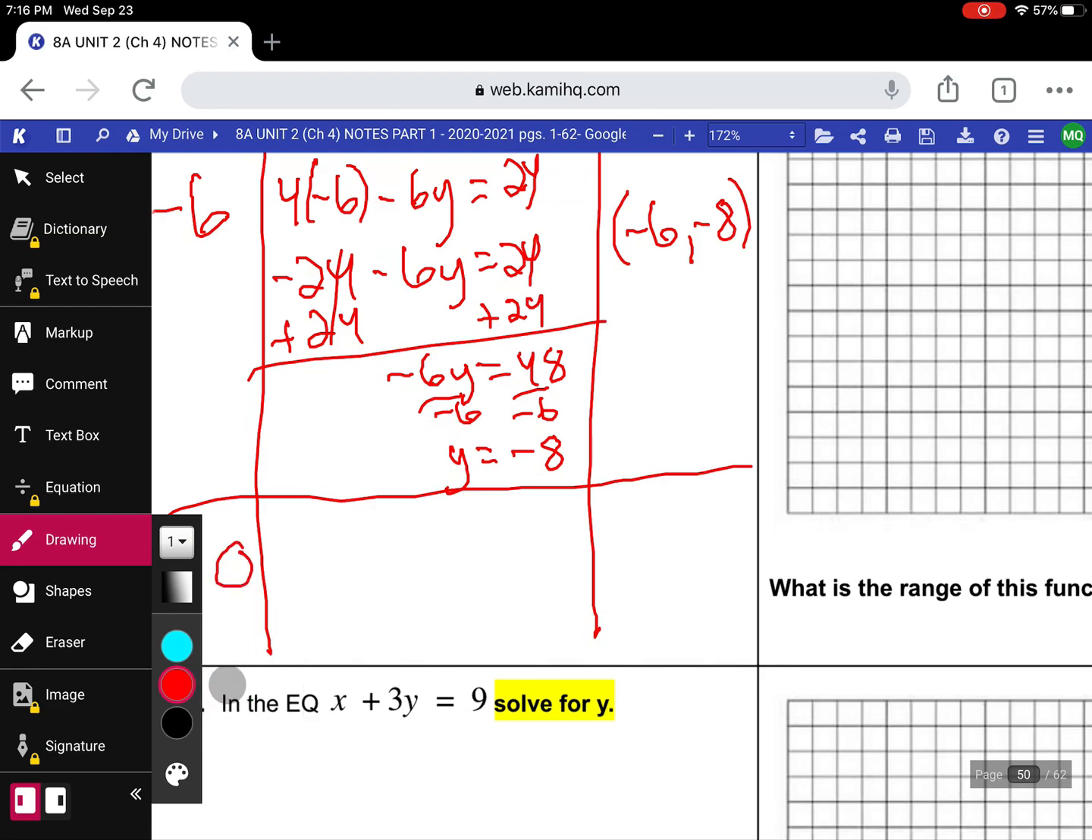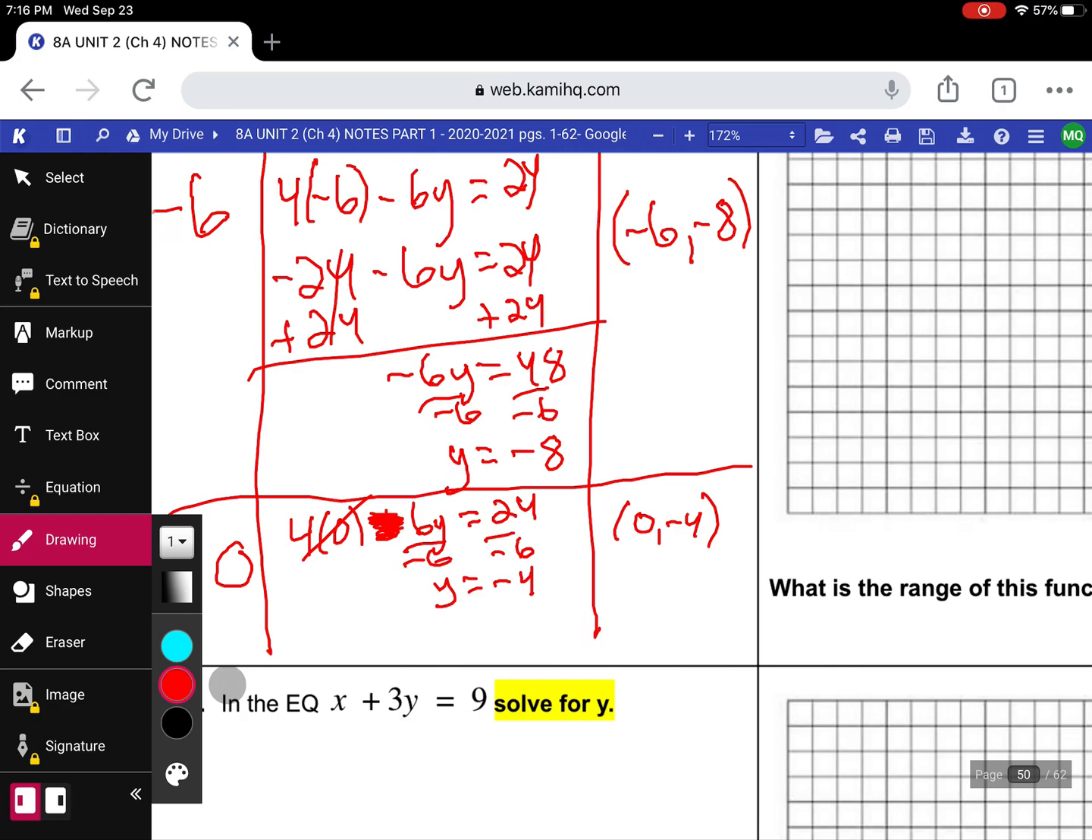Let's pick 0, okay? When I pick 0, that's going to give me my y-intercept. I have 4 times 0 minus 6y equals 24. That cancels. I divide by -6. I get y equals -4. Okay, so I have (0, -4).